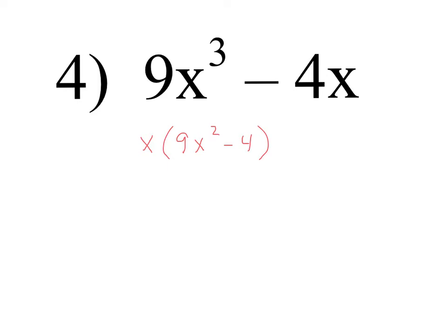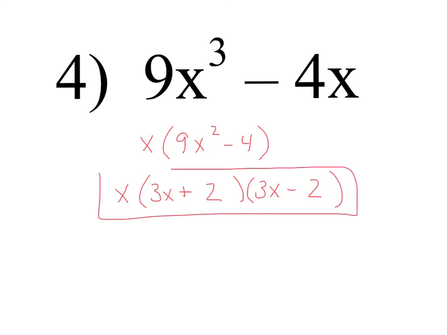Now, when I look at this, I'm asking myself, is this a difference of squares? Can I square root and square root? If you can, you need to go ahead and do that. So I'm going to take the x out front, and 9x squared breaks up to 3x and 3x. I have a plus and a minus, and then the 4 breaks up to 2 and 2. That would be your final answer with your GCF pulled out front.